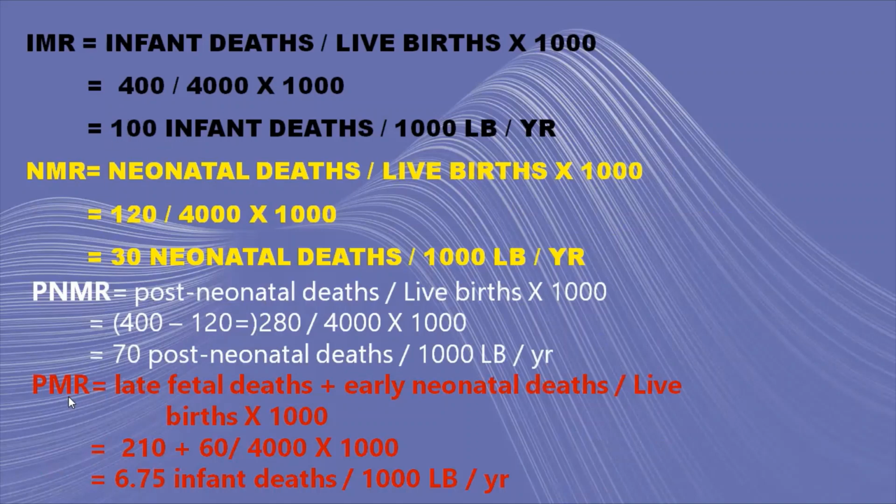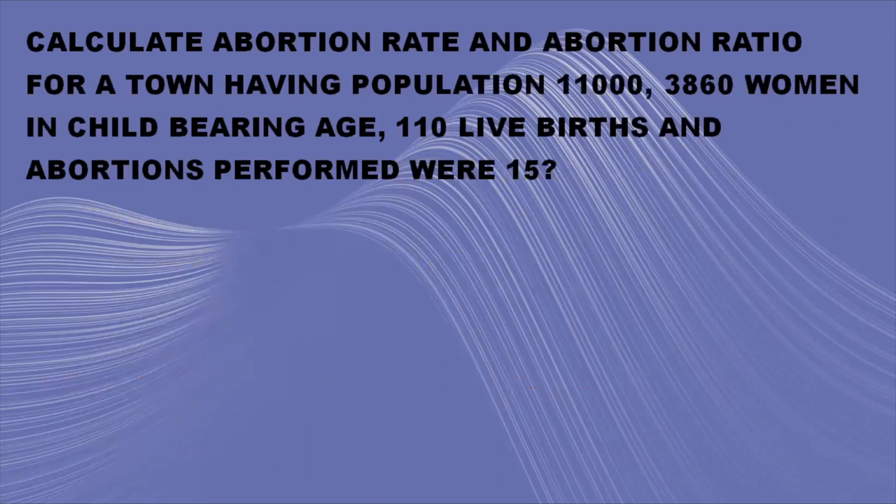Now coming to the perinatal mortality rate. So here you have to take 2 types of death. One is late fetal death. So that is the stillbirth, and plus early neonatal death. So these are the deaths within first 7 days divided by live birth into 1,000. So 210 are the stillbirth, 60 are the early neonatal deaths. So it is total to 270 divided by 4,000 into 1,000. So 67.5 perinatal deaths per 1,000 live births per year. So like this you have to calculate. 1 or 2 of these will be asked in your exam.